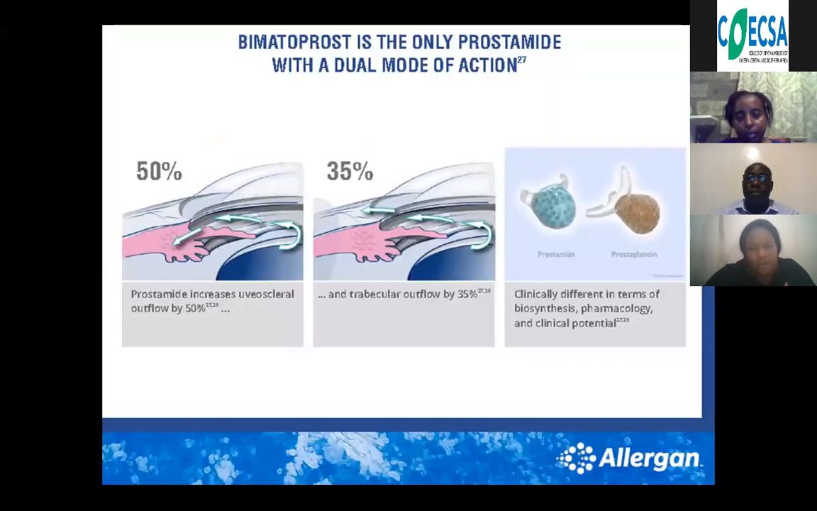When you look at the bimatoprost molecule, we say that bimatoprost is the only prostamide with a dual action. This is because prostamides are different from the prostaglandins, being clinically different in terms of pharmacology, biosynthesis, and clinical potential. The prostaglandins are the likes of latanoprost and travoprost. With this dual mode of action, it gives Lumigan an upper hand in IOP drop.